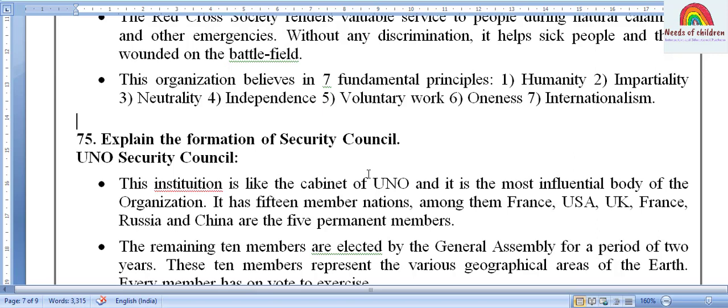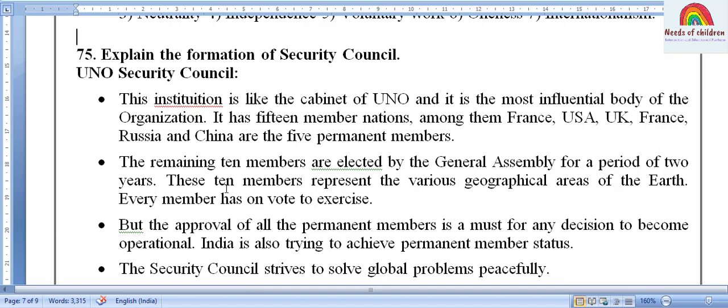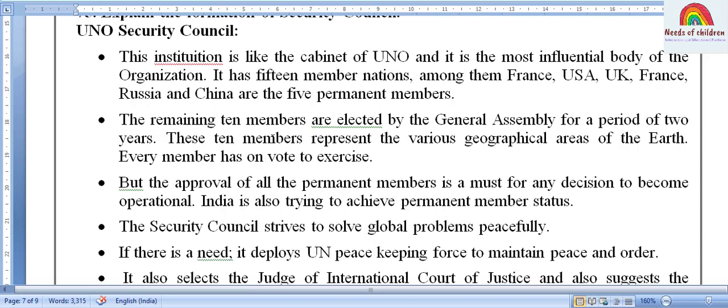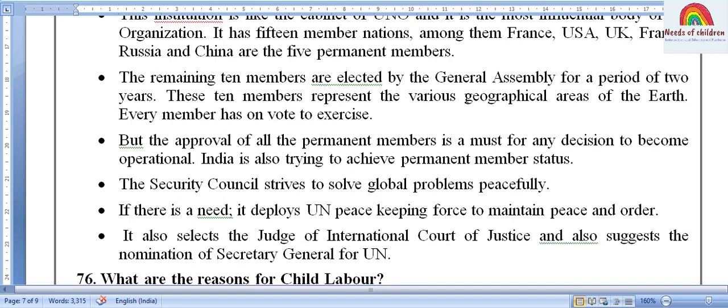So here is the answer for this question. United Nations Organization Security Council. This institution is like the cabinet of UNO and it is the most influential body of the organization. It has 15 member nations; among them France, USA, UK, Russia and China are the 5 permanent members. The remaining 10 members are elected by the General Assembly for a period of 2 years. These 10 members represent the various geographical areas of the earth.